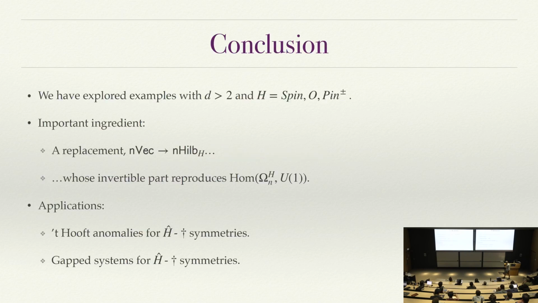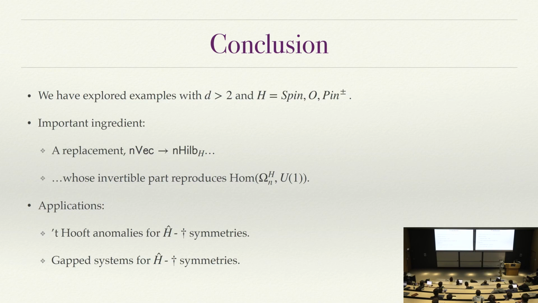So I've tried to give a few very basic examples. And one thing we've been trying to do is just to expand the landscape of examples that we can study in this way. So moving up to higher dimensions where higher fusion categories are relevant, and also studying other choices of tangential structure, spin, O, or pin plus minus.